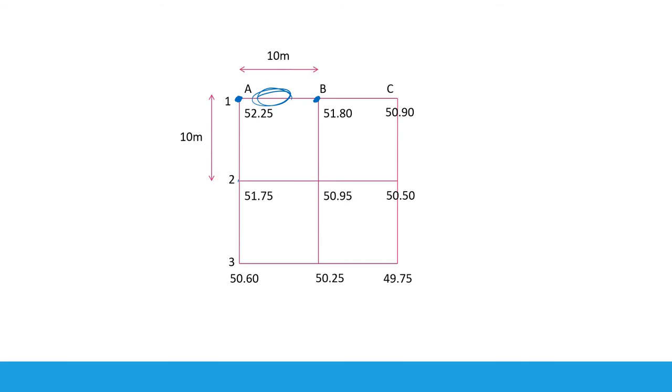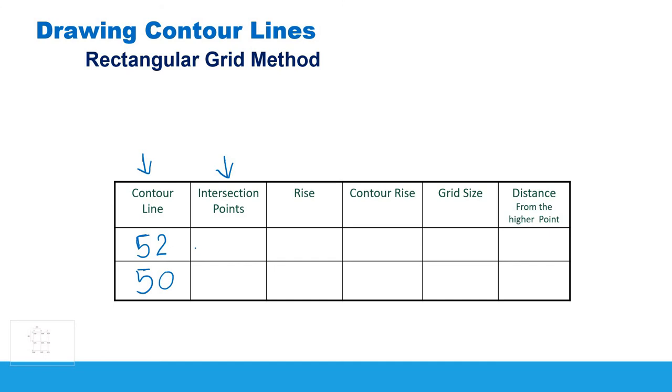Here, for example, between A2 and B2, we started from 50.95 to 51.75, so we don't have 52 here. From 50.9 to 51.7 we have 51. If we need 51, there would be 51 here. This is how to find the contour line between each two nodes. Let's return here. So for 52, I will write here that I have between A1 and B1 the contour line 52.